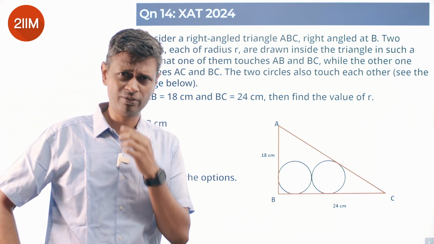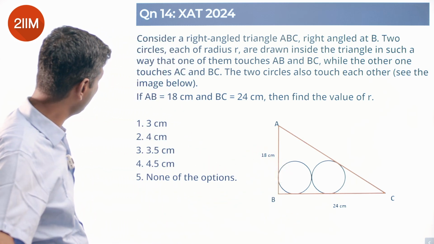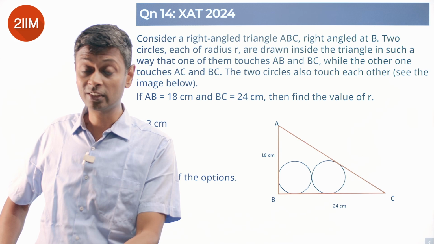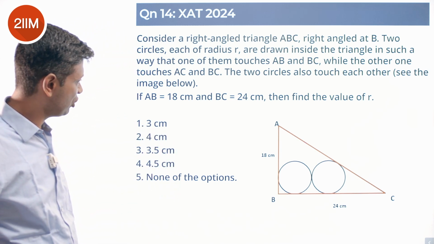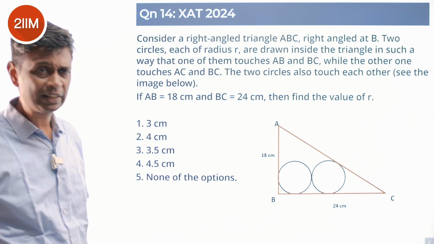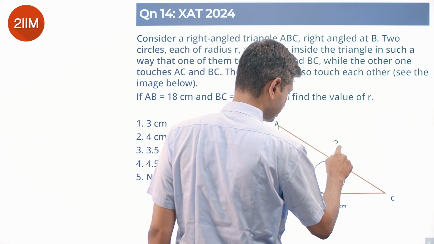It's very important. That's weird, very weird. The 2 circles also touch each other. And not just any 2 circles, 2 equal circles. Both have radius R. AB is 18, BC is 24. Find R. Excellent question. 18, 24, this is 30.